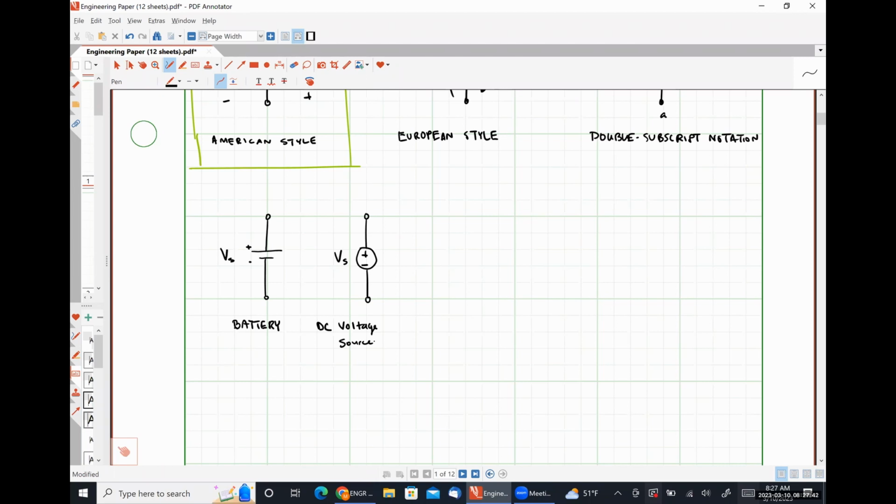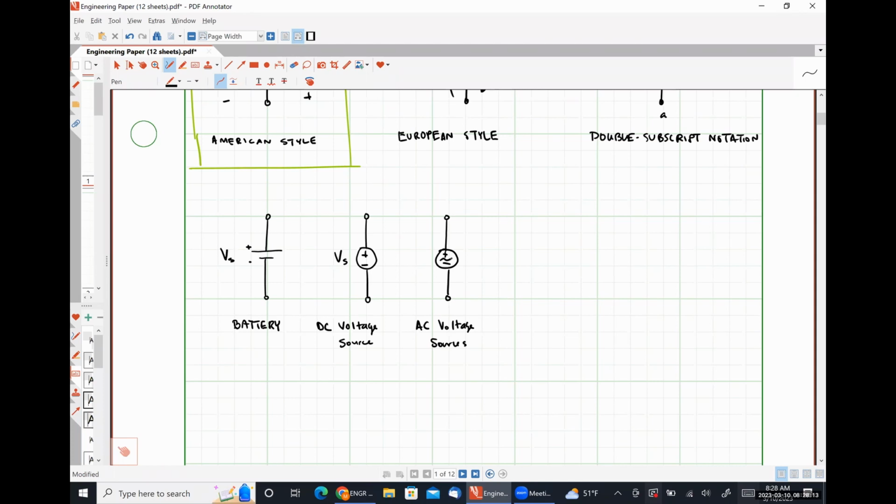Okay. A little bit later in the class, we are going to look at AC voltage sources. Exact same symbol as our DC voltage source, except that there's a little squiggle in the middle, and that squiggle tells us effectively that the voltage is changing in time.